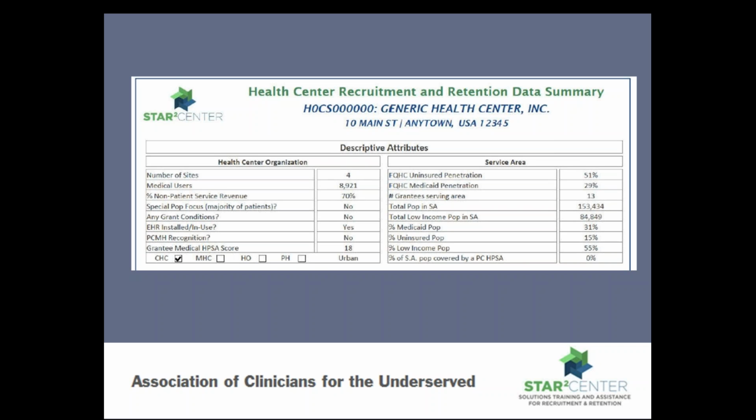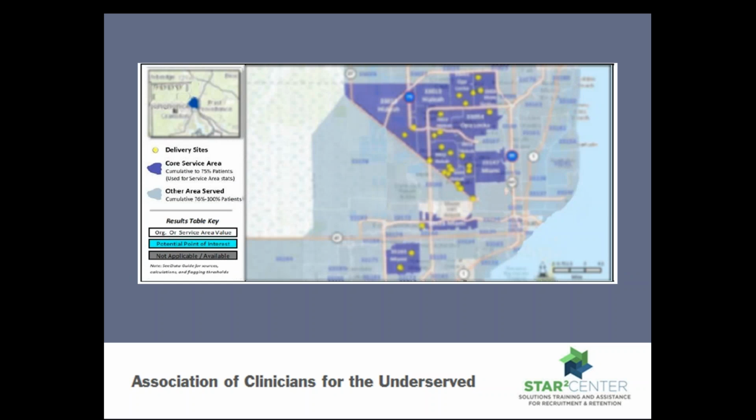I'm going to talk later about how you can find out when this data was from and where it came from, and how you can check back in with us to say, hey, I have a question about whether or not this data is accurate. But this descriptive section at the top is pretty self-explanatory. On the left, you see some stats on your health center organization, all different kinds of things, including your HPSA score. And then on the right is your service area information. And moving down the data profile, there's a map section right in the middle there.